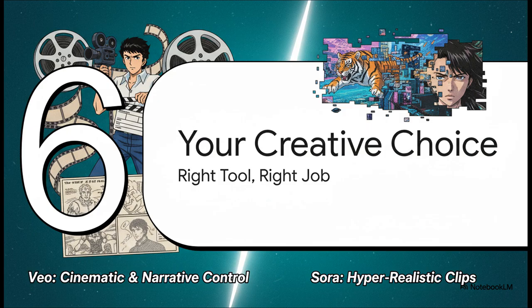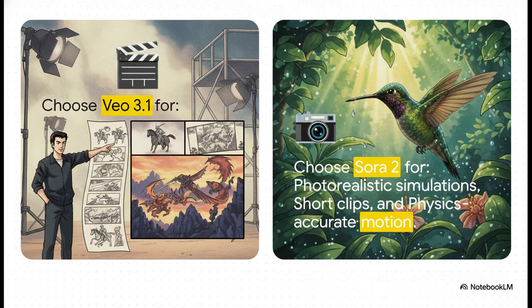Well, the answer isn't really about which one is definitively better. It's more about which one is the right tool for the specific job that you're trying to do. It really just comes down to this. Match the tool's strength to your creative goal. If your project is all about telling a story, building multi-shot sequences, and having that fine-tuned narrative control, then Veo 3.1 is absolutely designed for you. On the other hand, if what you need is that jaw-dropping photorealism or short, high-impact clips or physics-accurate motion for a quick simulation, then Sora 2 is your go-to.